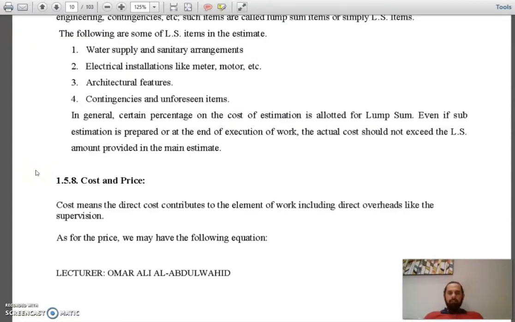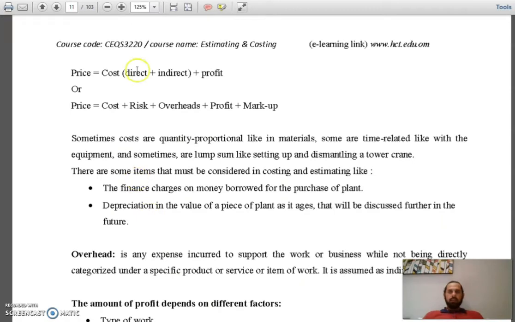Cost and the price. Cost means the direct cost contributing to the element of work, including direct overheads, like the supervision. As for the price, we may have the following equation. The price is the cost, direct and indirect, plus the profit. We call it price. Or the price is sometimes the cost, risk, overheads, profit, and markup. So we have two equations for this one.